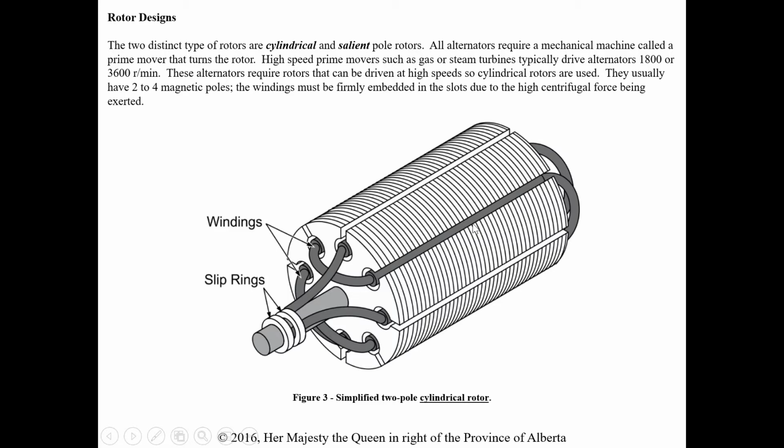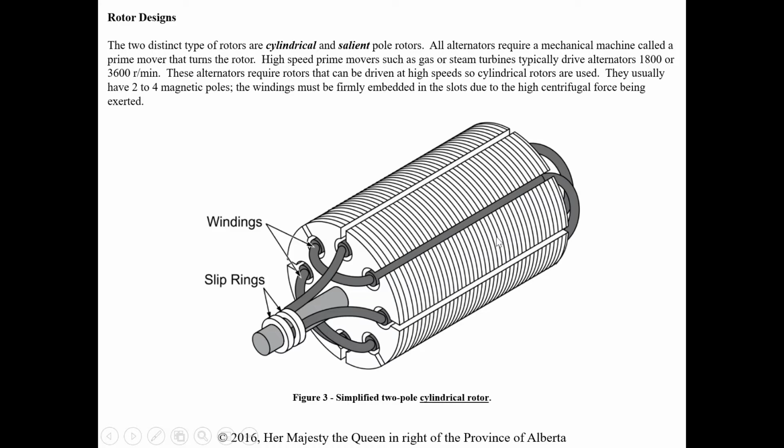It says high-speed prime movers such as gas or steam turbines typically drive alternators at 1800 to 3600 RPM. Okay, that's significantly fast. So these alternators require rotors that can be driven at high speed, so cylindrical rotors are used. It kind of makes sense to me that this would be the high speed one because it's tightly designed. It looks built for speed in some aspects.